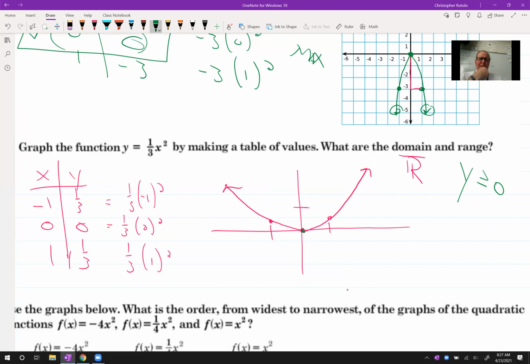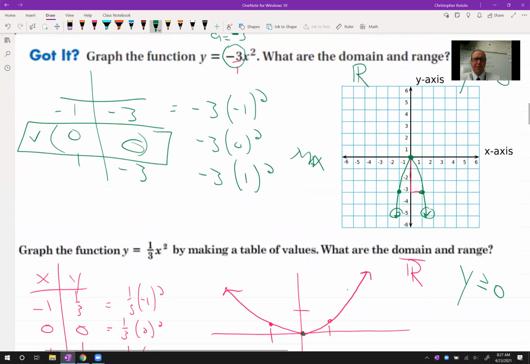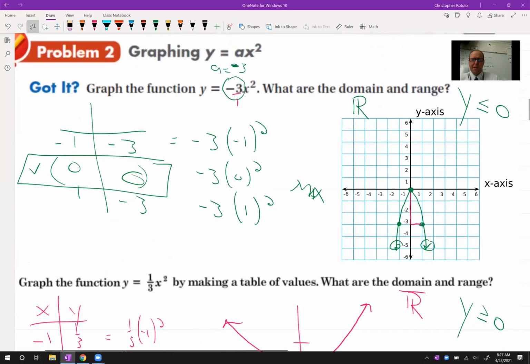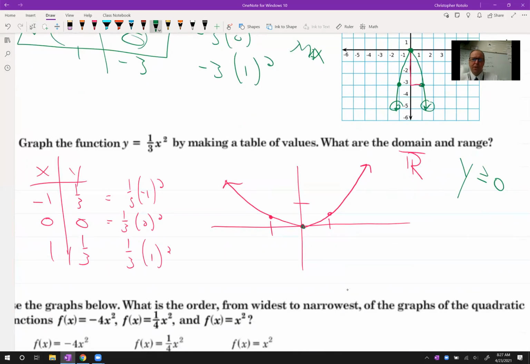Right, so that seems weird. When I multiplied by the negative, it made it upside down. So I'm not worried about that. But it was multiplied by 3. Like this one got really tall, right? Even though it's upside down. And when I multiplied by 1/3, it got really wide.